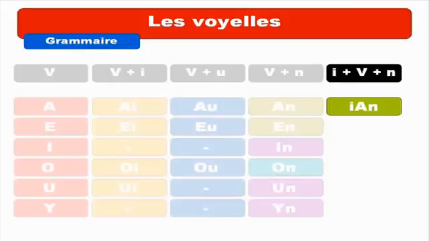Next category, so I plus voyelle plus N. Okay? So in this case is, well, the voyelle is still in capital letter, but of course it shouldn't be like that. It's just to show you that it's there. So it's yan, yan. So this I in front give you the y sound. Okay? So you get this yan, yan.